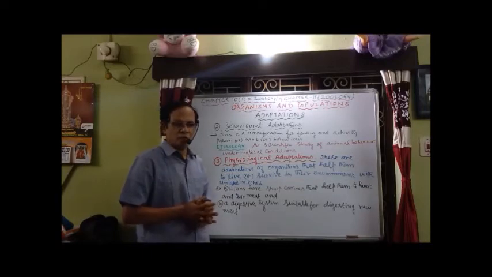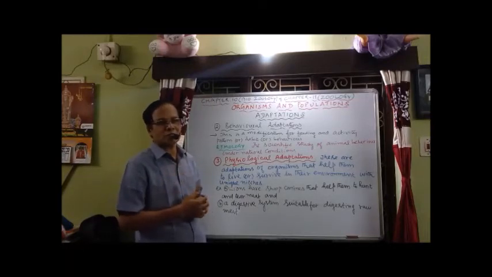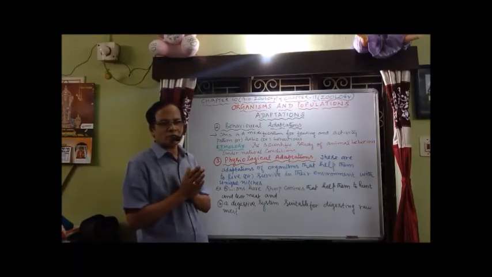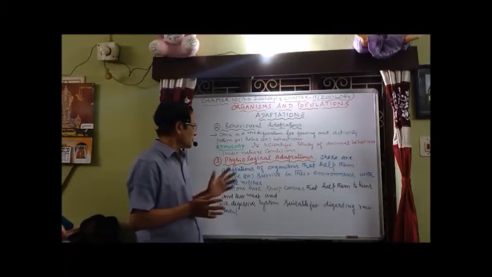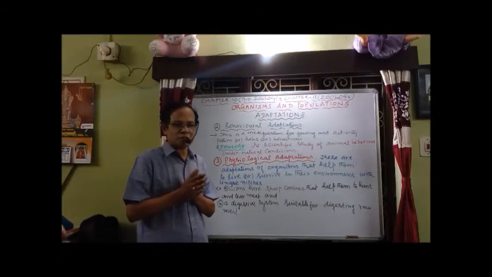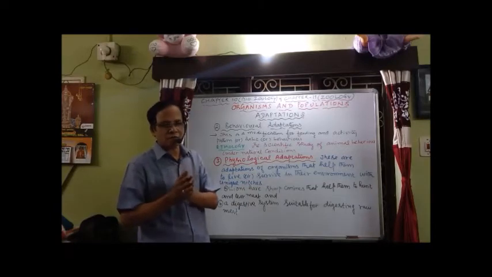Now the two most common physiological modifications are, number one, hibernation, and number two, estivation. We already studied hibernation and estivation in the previous chapter. Hibernation is the winter sleep, estivation is the summer sleep. To complete the physiological adaptations, we have to go for the adaptations of the aquatic medium or aquatic animals, and also the terrestrial animals.